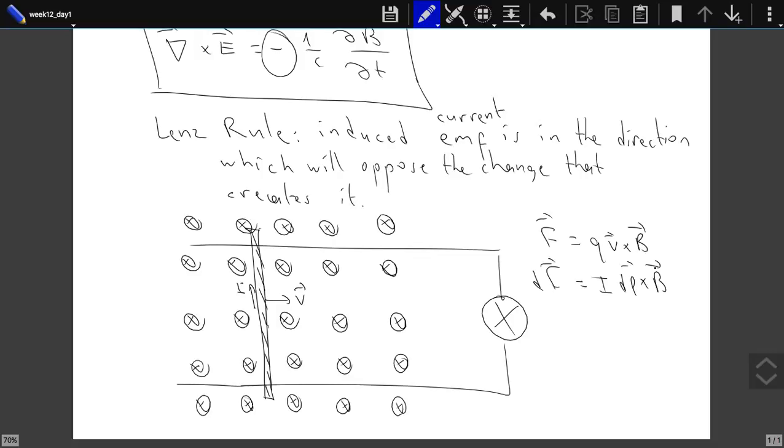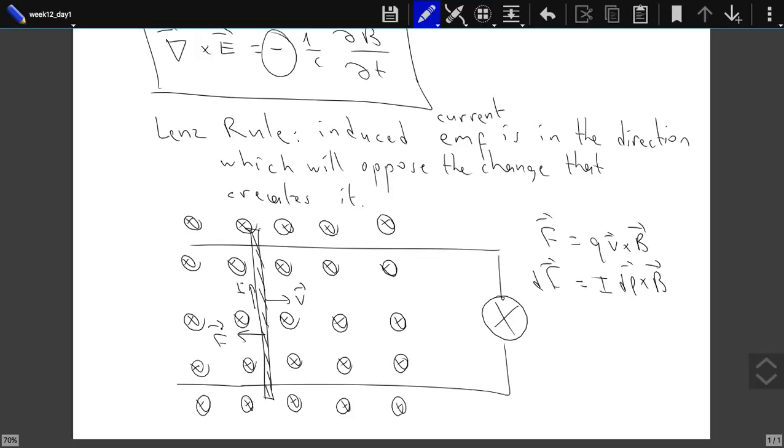No, the up and down is due to the electrons. The electrons are pushed downward. To the left. So dl is pointing upward in the direction of the current. dl cross B is towards the left. So this is the direction of the force acting on the wire.